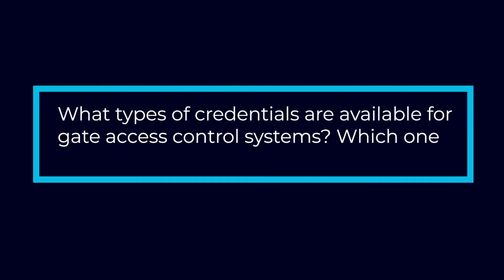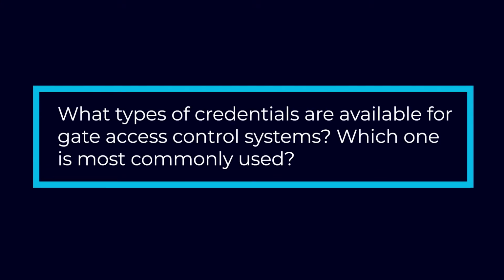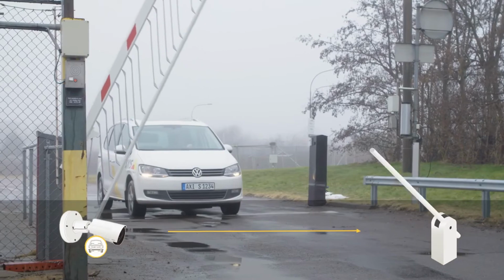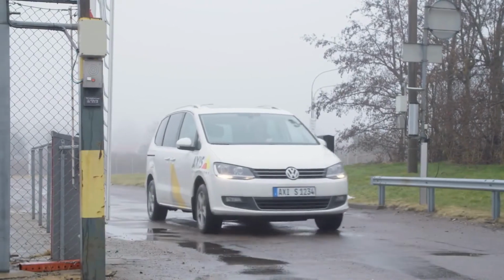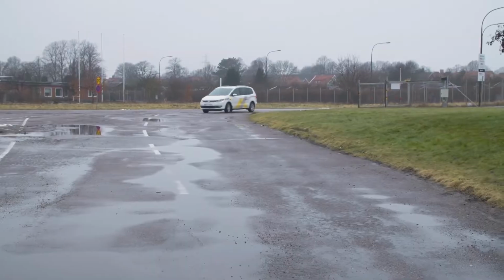What types of credentials are available for gate access control systems? Which one is most commonly used? So with gate access control systems, there are a couple types of gates, pedestrian gates and vehicle gates. Credentials can come in lots of different forms. Let's talk about vehicle gates. If you're driving up in a vehicle, there are a few ways that you can get access.